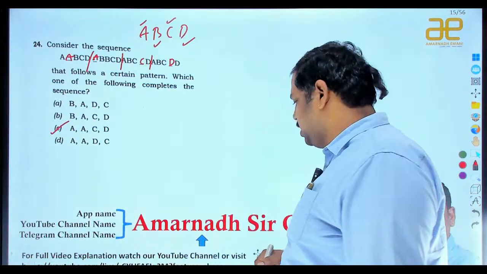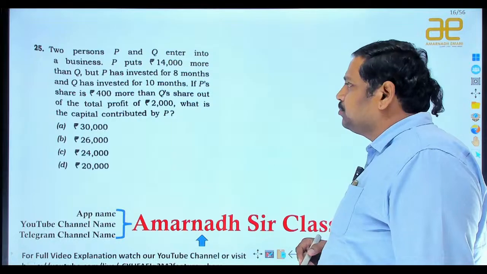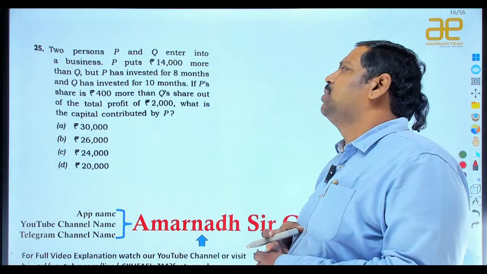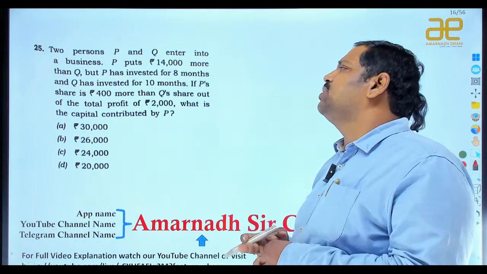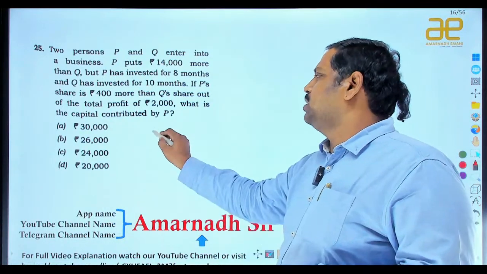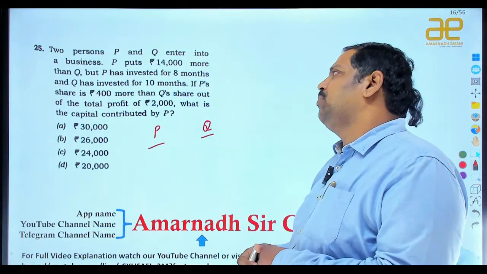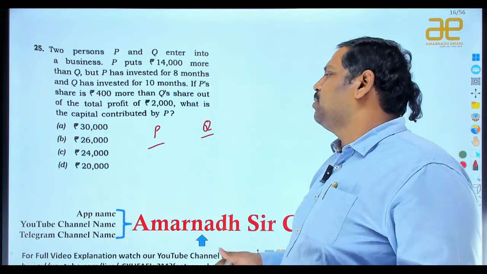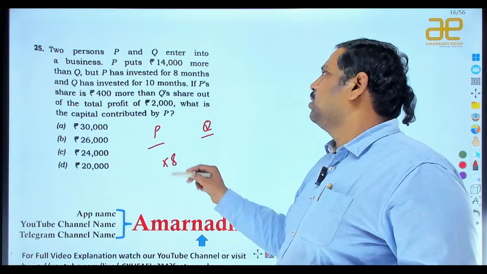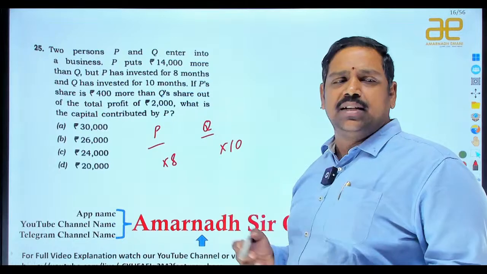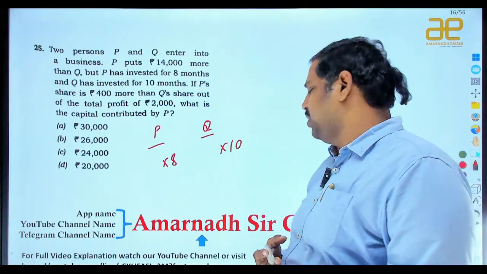Okay, good. So the next beautiful question. Two persons P and Q enter into a business. P puts 14,000 more than Q. P has invested for 8 months, and Q has invested for 10 months. Investment into time period is nothing but the profits ratio, right? Directly I'm going for that.